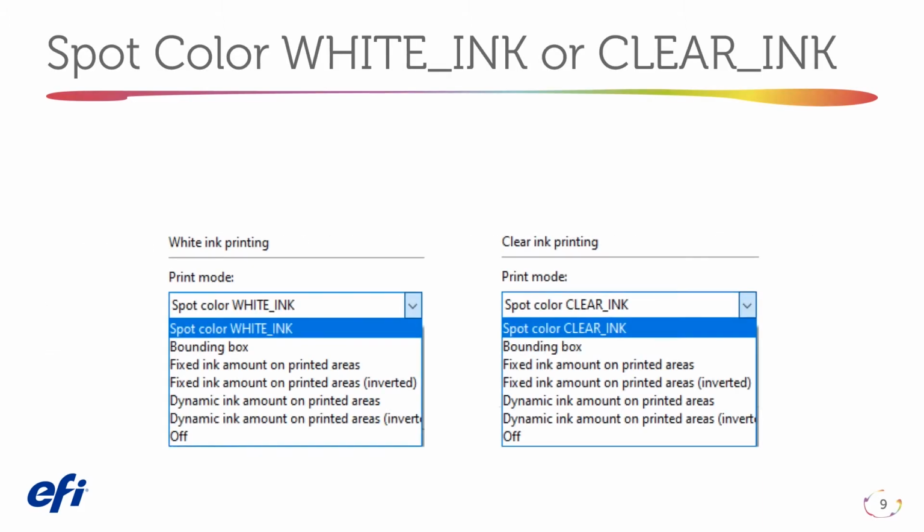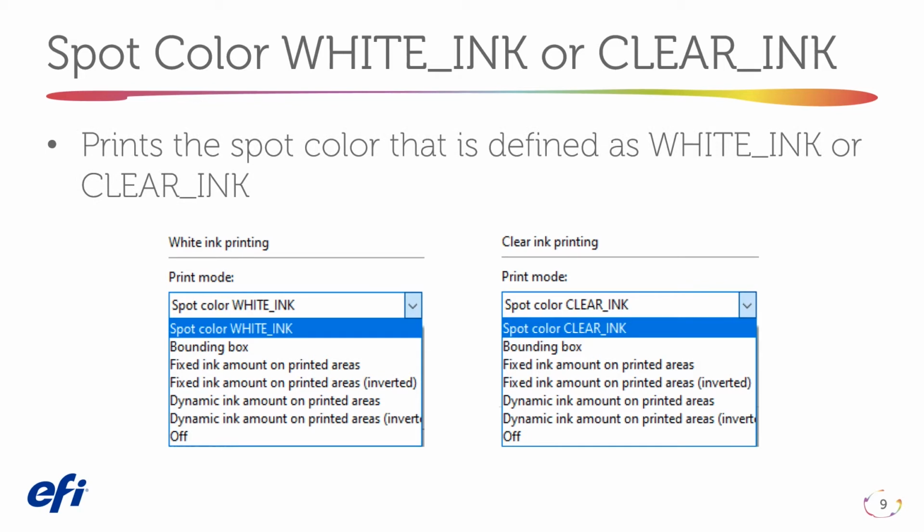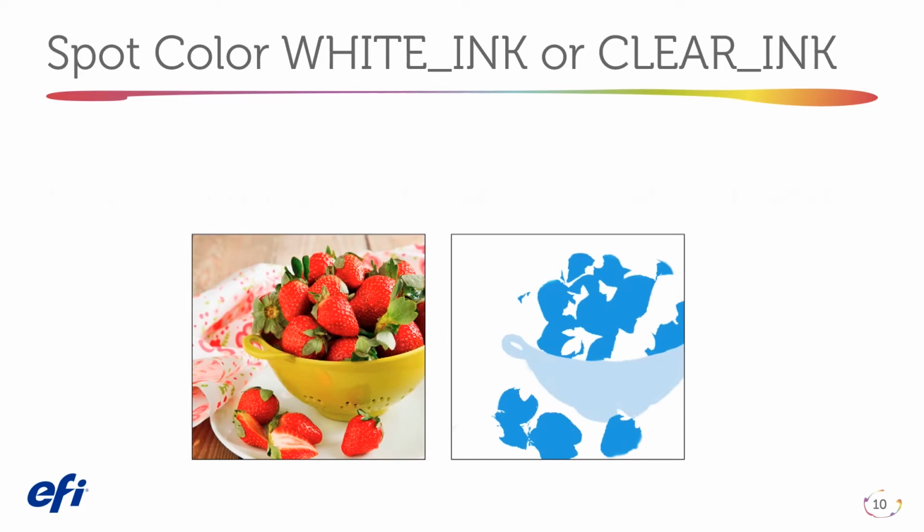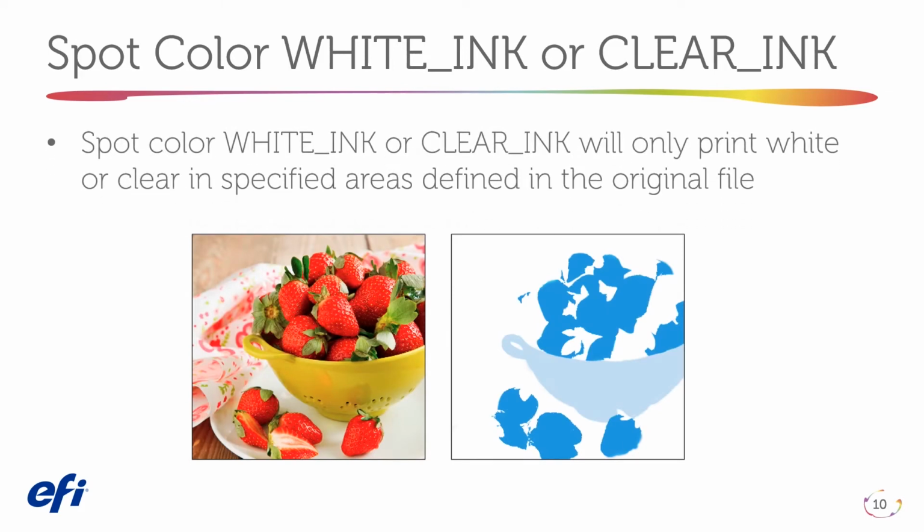Spot color white ink or clear ink prints the spot color that is defined as white_ink or clear_ink within the native file. You can see in this example the spot color white_ink and clear_ink will only print white or clear ink in specific areas defined in the original file.